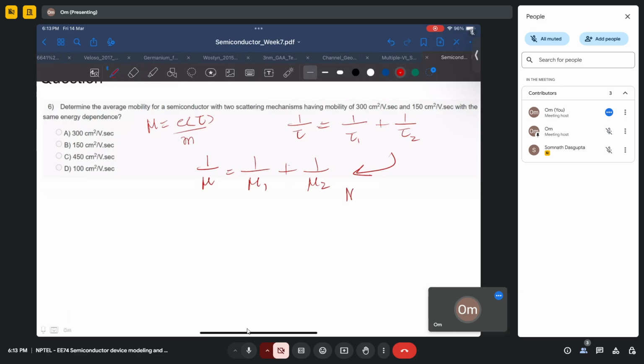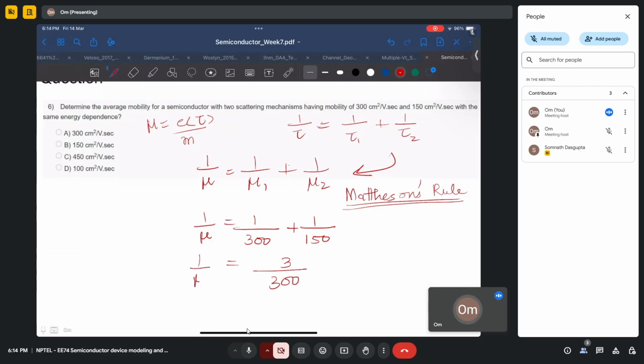And this is also called Matthiessen's rule. I don't remember the spelling, but something like that. So it will be 1 by 300 plus 1 by 150, which will be 3 by 300. Taking the LCM, finally mu is 100 centimeter square per volt second, the average mobility.